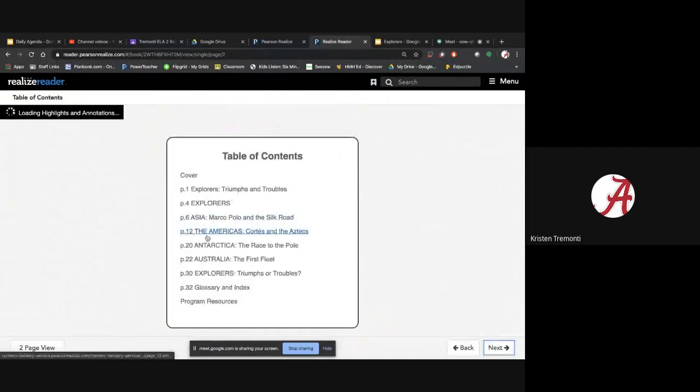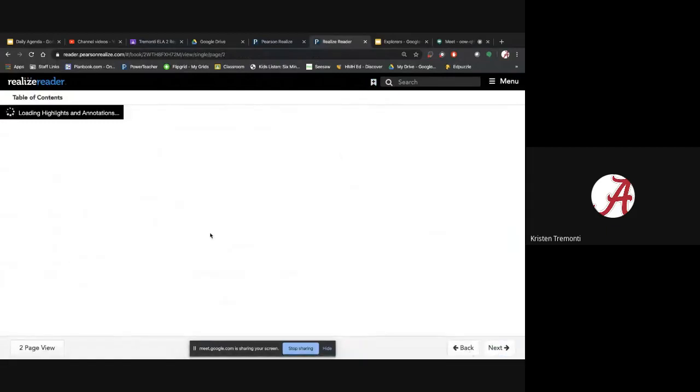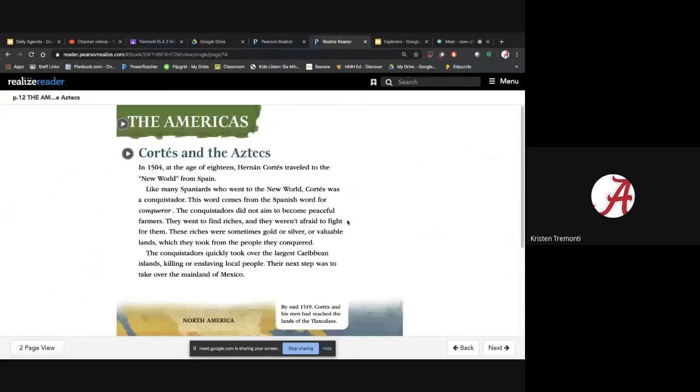Okay, so I'm here on page 12, the Americas. So I'm going to go ahead and open that up. I love a table of contents. Table of contents are awesome because it just takes you right to the right page. You don't have to wait on it. All right, so let's go ahead and listen to the read.